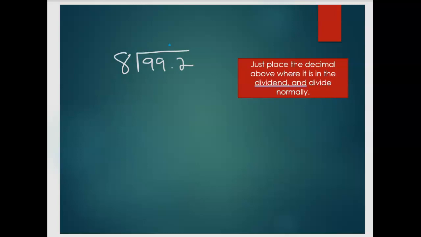So I ask myself, digit by digit, how many times can I fit the divisor into the dividend here? So I start with 9. How many times can I fit 8 into 9? Just one time. Put a 1 up there. It fits in there one time. 1 times 8 is 8. And I have 1 left over. And I bring down my 9 here.